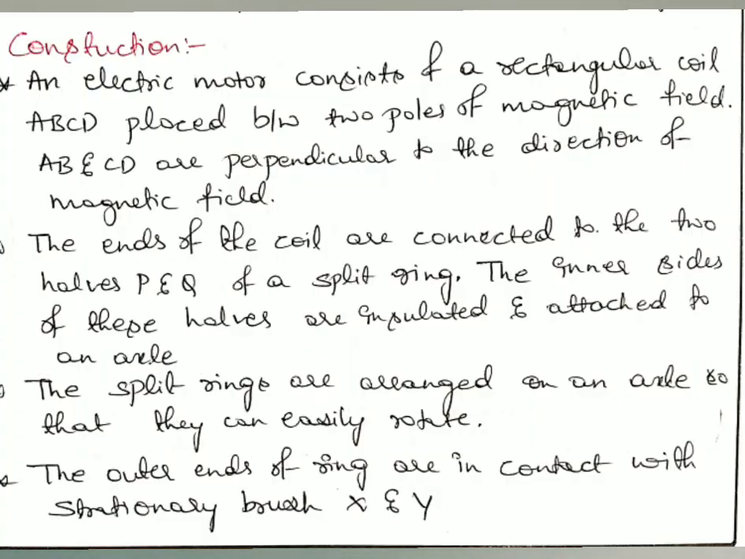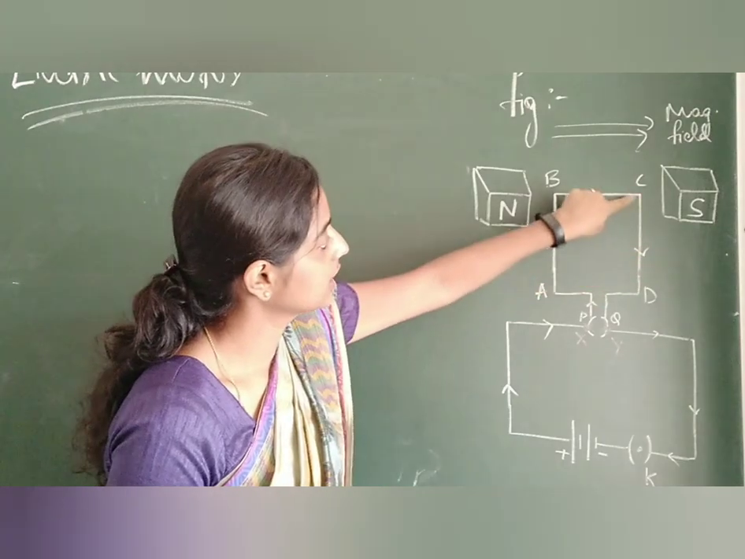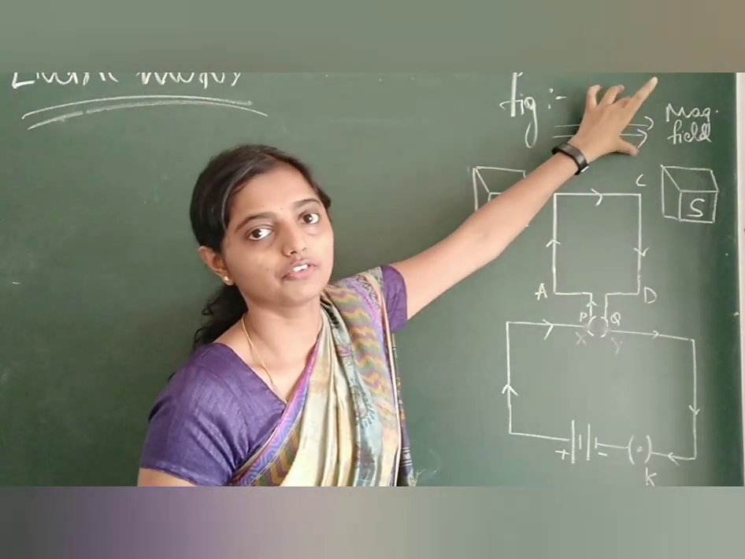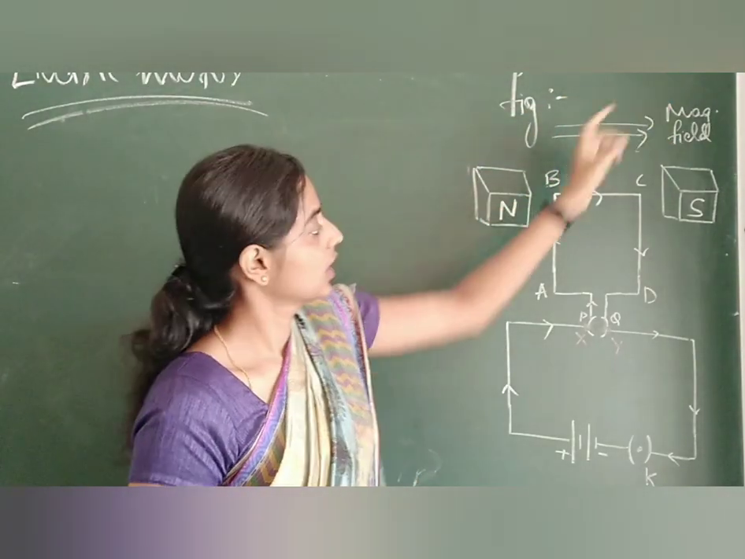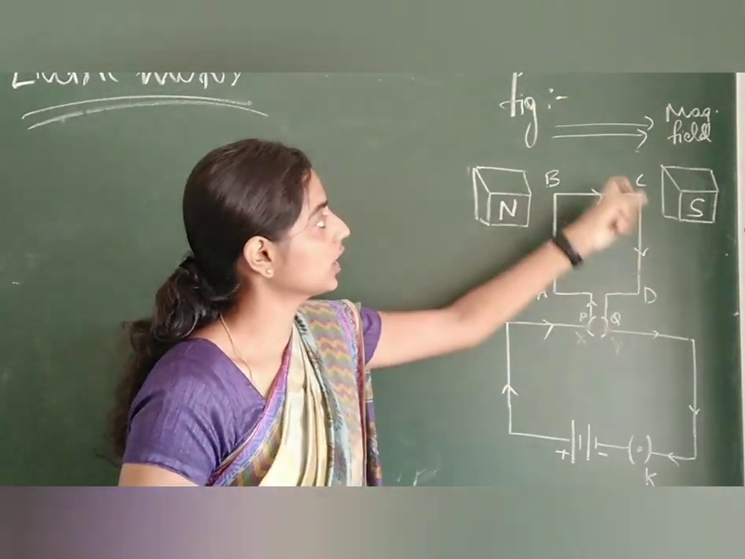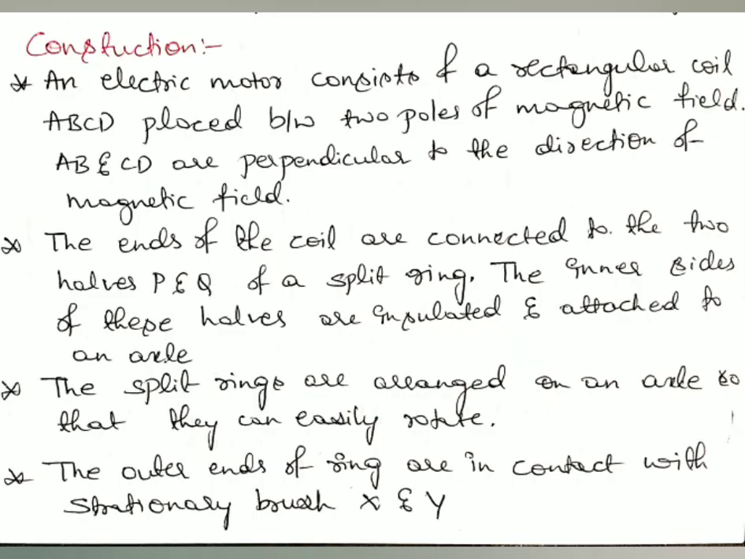Let us quickly see. You need to write, as the first point, that an electric motor consists of a rectangular coil placed between two poles of a magnetic field, A, B and C, D. And observe here, these A, B and C, D are perpendicular to the magnetic field. This is the direction indicating the magnetic field lines, and here the coil sides A, B and C, D are perpendicular to the magnetic field.